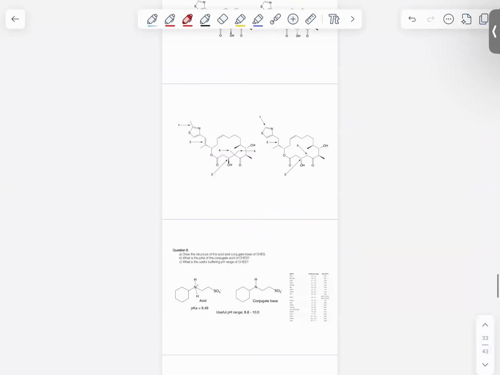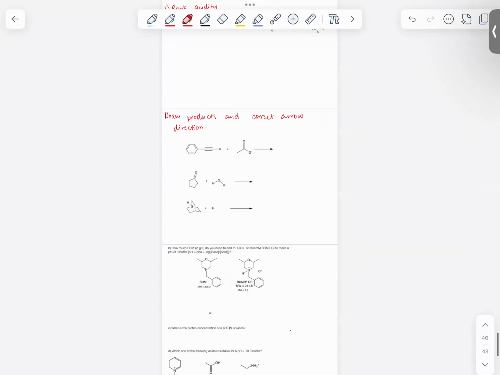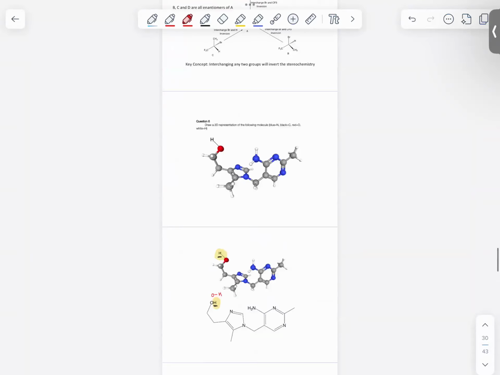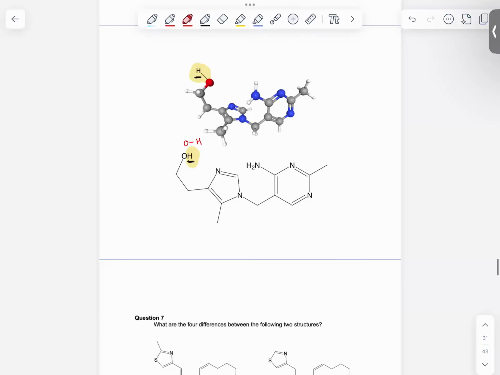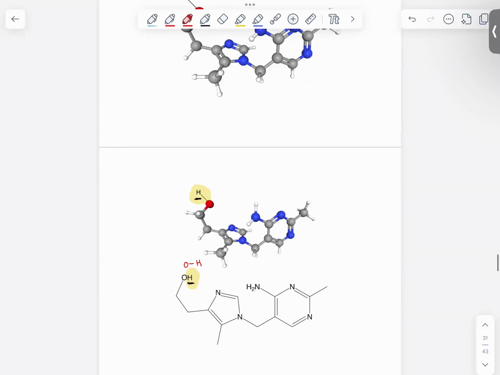Okay, question 6. Question 6 should be straightforward. Were there questions about it? You can write it as H2. You could write it as these two coming out. You just have to indicate in some way that there are two hydrogens.